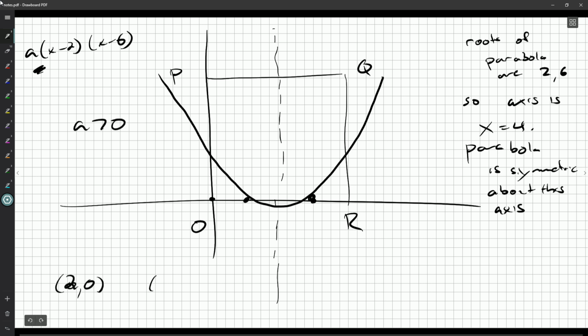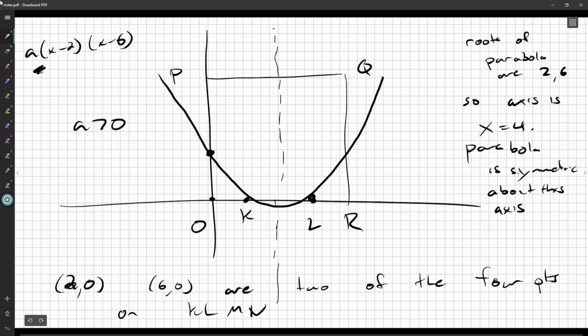Either way, we can see (2, 0) and (6, 0) are 2 of the 4 points on KLMN. I'm just going to call this one K, this one L. Okay, so for example, over here we'd have M and N. But because we're symmetric about the x equals 4 axis, the height of N is going to be the height of M, because we've got the x-coordinate of 8 here, the x-coordinate of 0 here. Those are both the same distance away from this axis, so by symmetry, we're going to have the same height. Call it y.